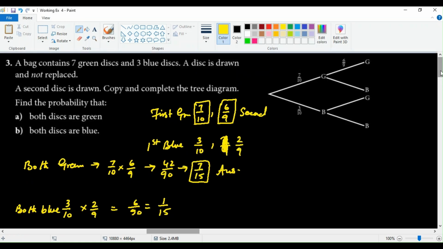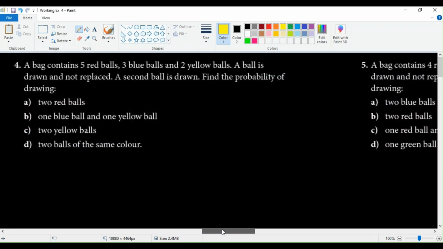Now comes, so this is going to be 3 over 9. Likewise, you can fill this up. Now comes question number 4. In question number 4, it says that total balls, first we understand the question. So total balls are going to be 10.